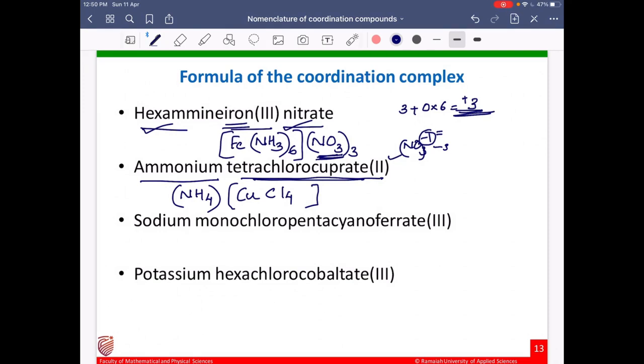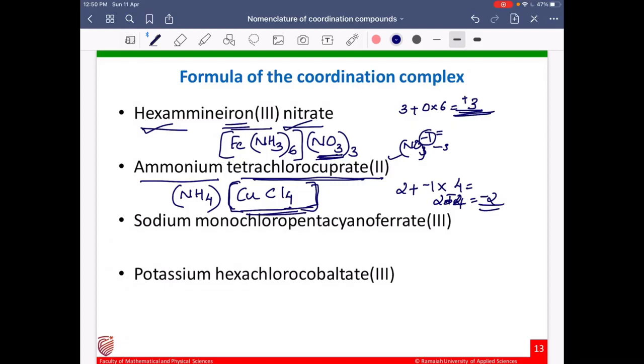So CuCl4. We know that first we will find the charge of this complex ion. Copper has an oxidation state of 2. Chlorine is minus 1, minus 1 into 4, that is minus 4. So 2 minus 4 is minus 2. So the total charge of this complex ion is minus 2.